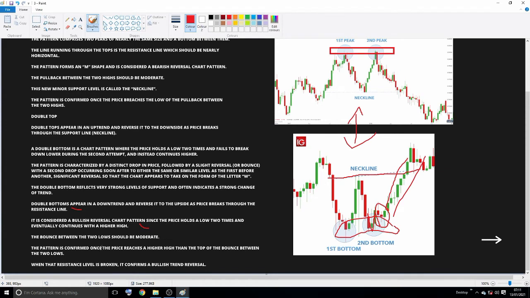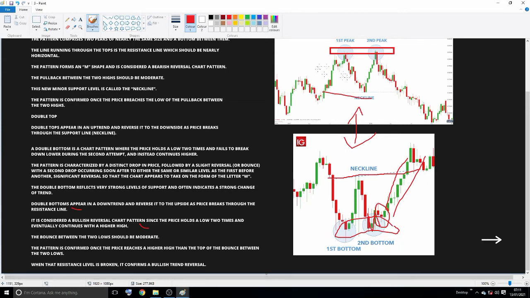The bounce between the two lows should be moderate. The pattern is confirmed once the price reaches higher than the top of the bounce and breaks the neckline. When that resistance level is broken, it is a confirmed bullish trend. And if we are in an uptrend, when the neckline is broken, we have a confirmed bearish trend.